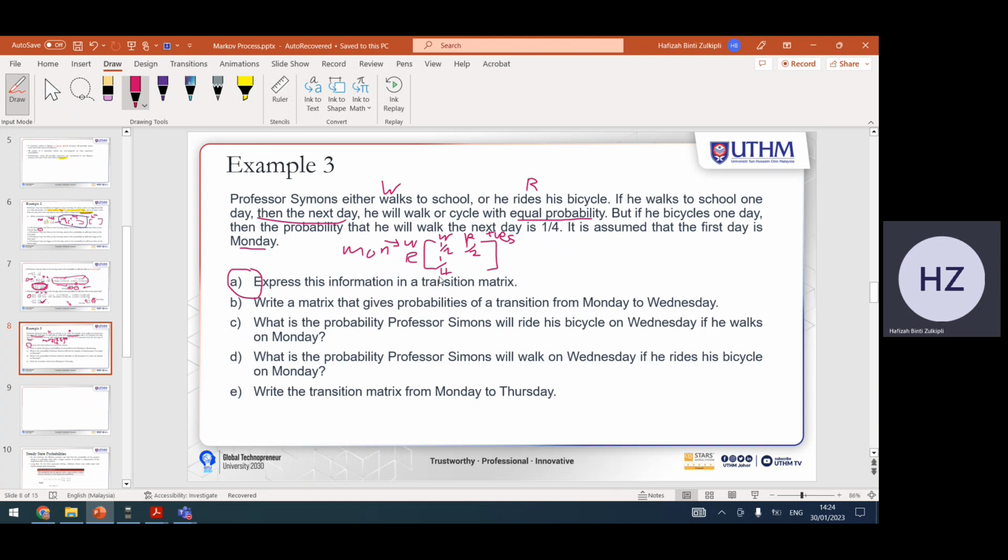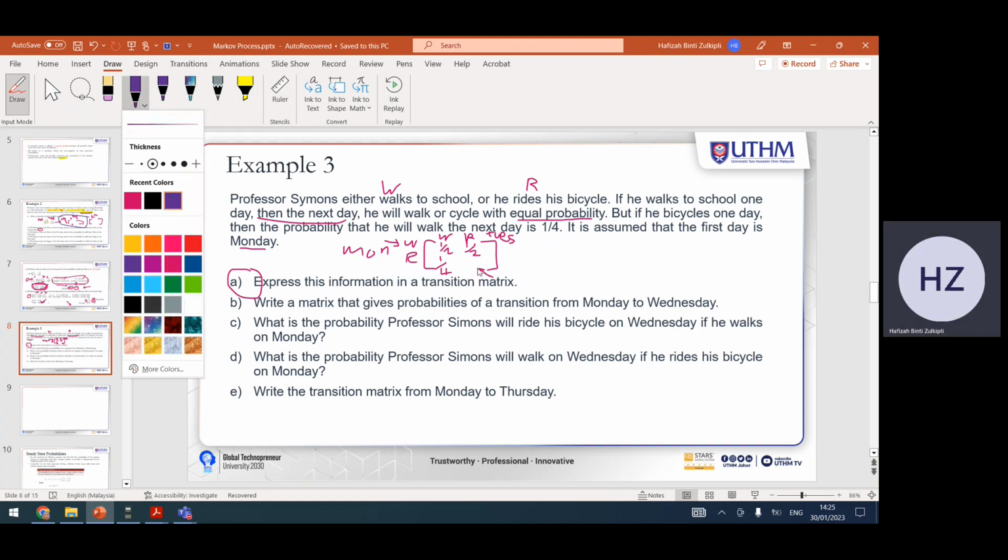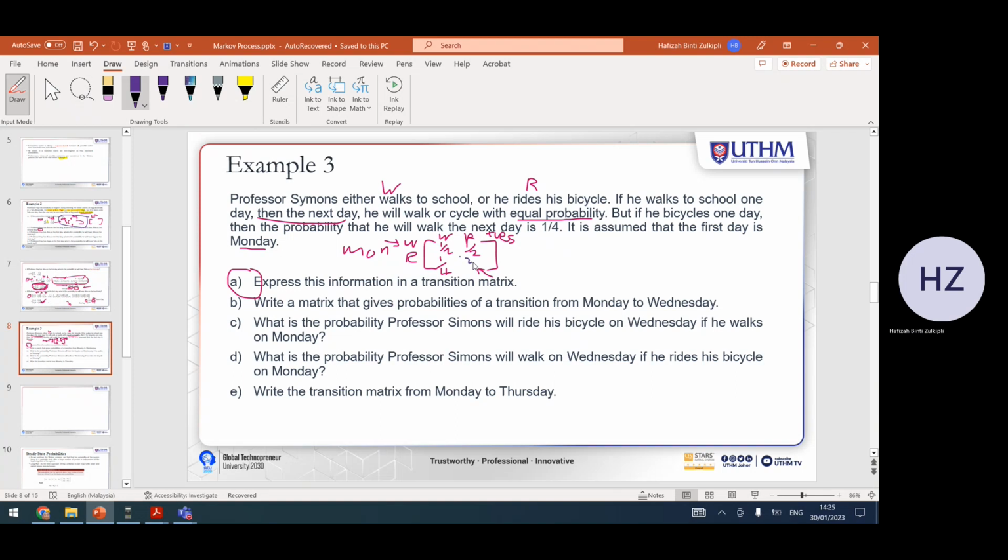So what is the value here? How can we get the value here? The summation of the probabilities in a row is equal to 1. So 1 minus 1 over 4 is 3 over 4 here. Okay, so that is for A.